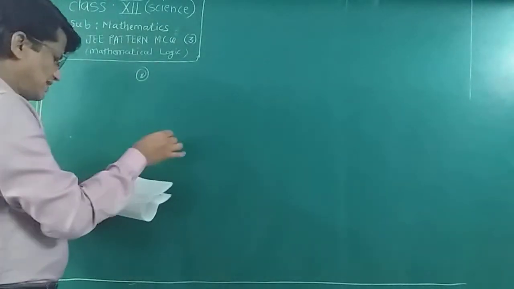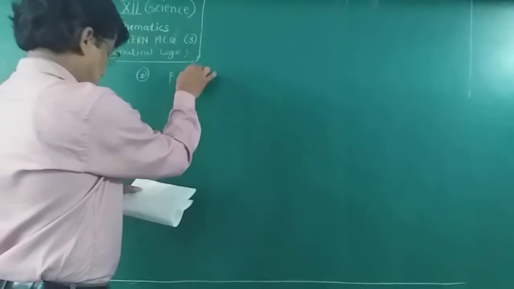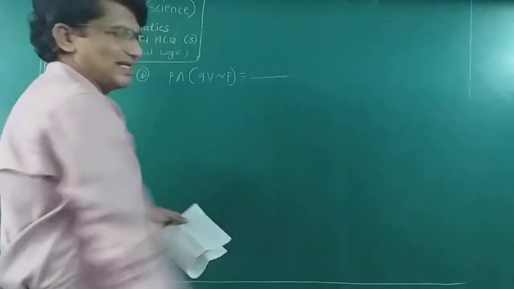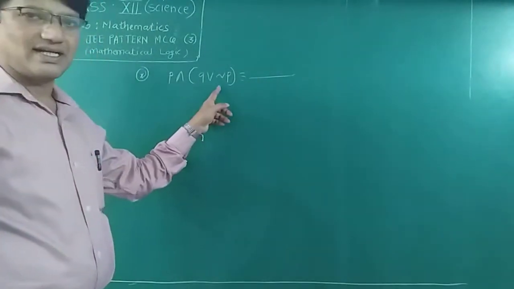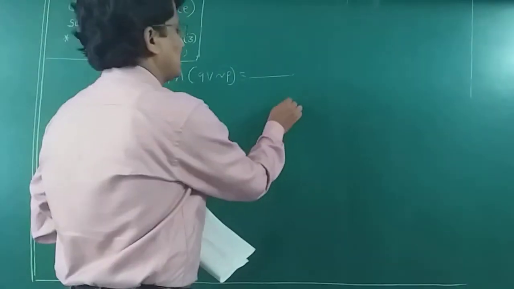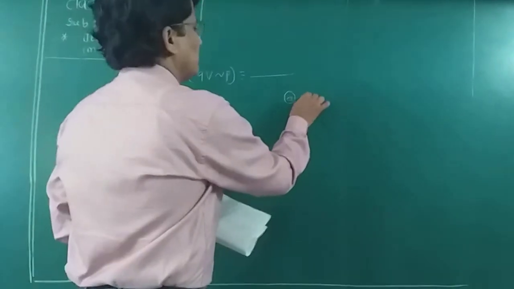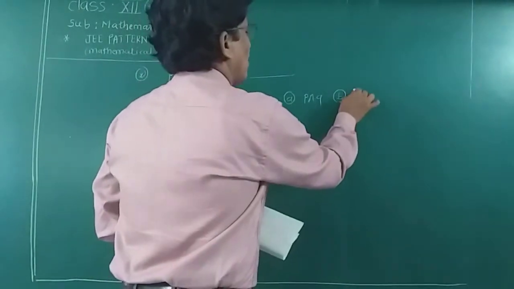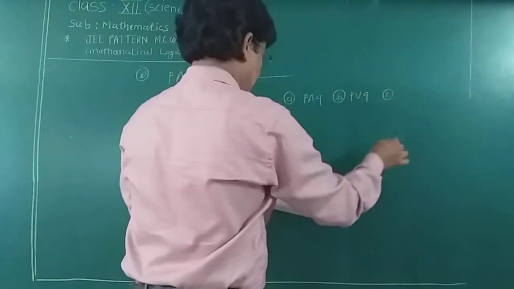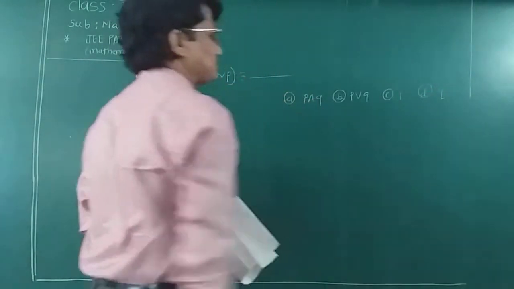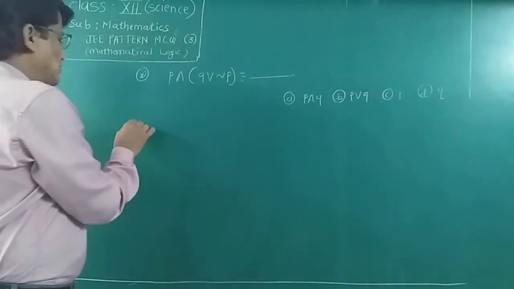So I am taking the first example. Example number 1: P and (Q or negation P). This is a statement pattern, and this statement pattern is equivalent to what? The options are: first option P and Q, second option P or Q, C option P, and D option Q. Okay, these are the options. How to solve this?